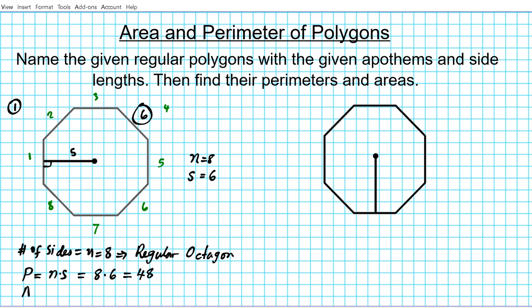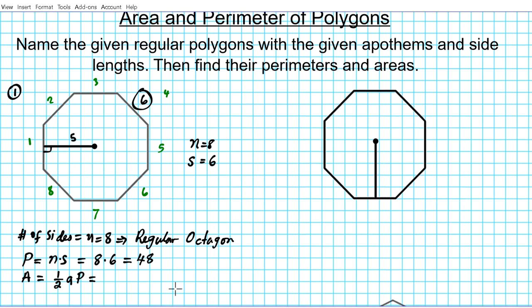All right, and then the area is given by the formula 1/2 times the apothem times the perimeter, which is the same thing as n times S that we just found. So the apothem here is 5. This is a. So a, the apothem, is 5.